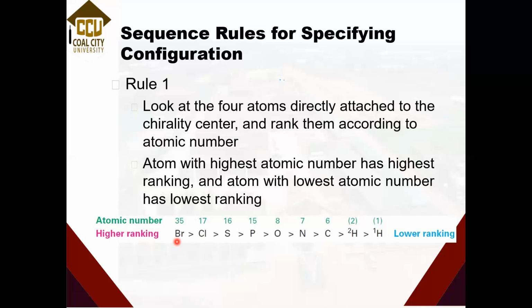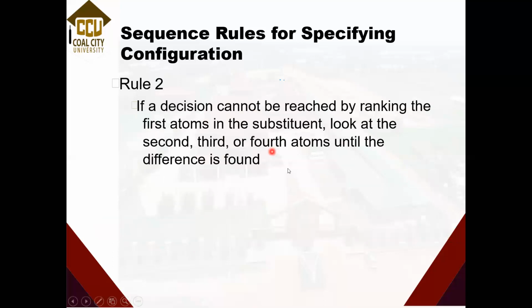So you are expected to know their atomic numbers and know which one would appear first. So rule number 2: if a decision cannot be reached by ranking the first atom in the substituent, we look at the second, the third, or the fourth atoms until the difference is found. What does this mean? Let's see.